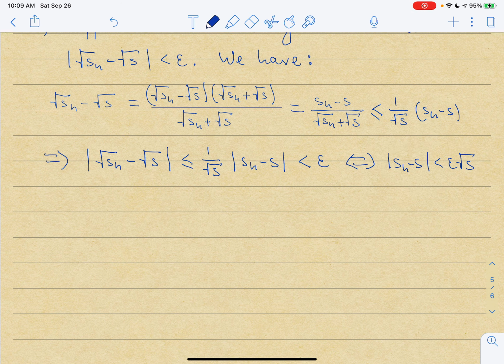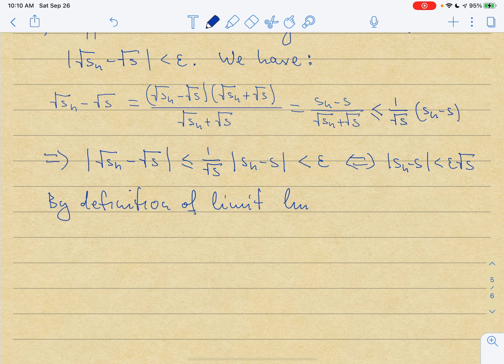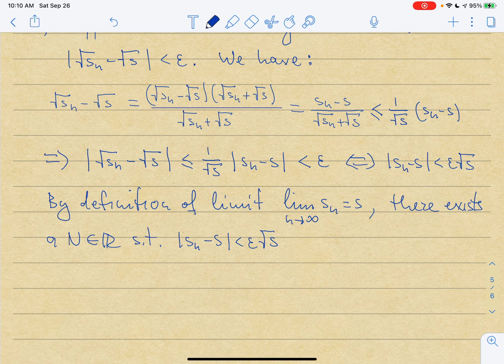Okay, so then the question is, would I be able to make this true, this circled inequality? And the answer is yes, by definition of the limit, again, limit n goes to infinity of Sn equals S, there exists a capital N in R such that, as a replacement for epsilon in this definition, I can use epsilon times square root of S. So such that Sn minus S is less than epsilon square root of S.